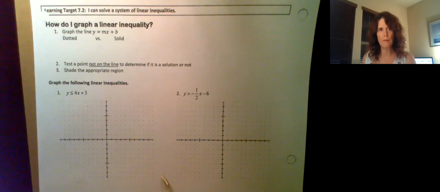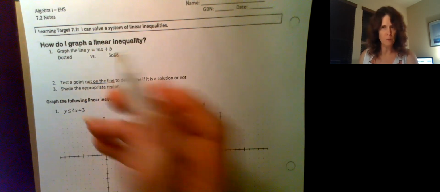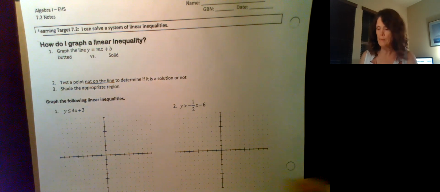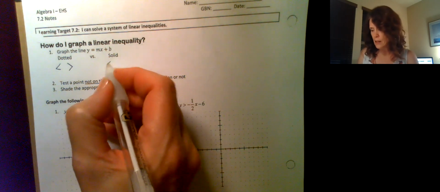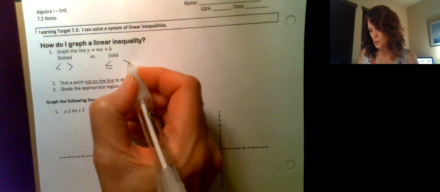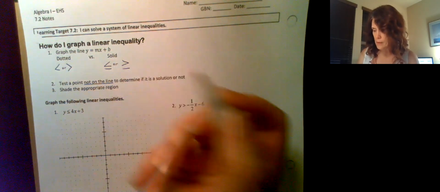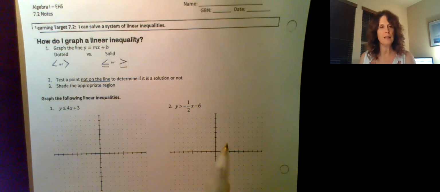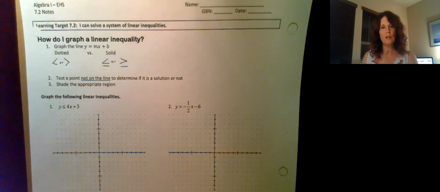So that we don't have to keep going back and forth, I've written a little synopsis of this. We graph the line, y equals mx plus b, solving it for y. It's a dotted line if we have less than or greater than, and it is a solid line if we have that inclusive part, the equal to part. A little "or" in there. After we've done that, we test a point that's not on the line and determine if it's a solution or not. If it's a solution, whatever region it's in, we shade.